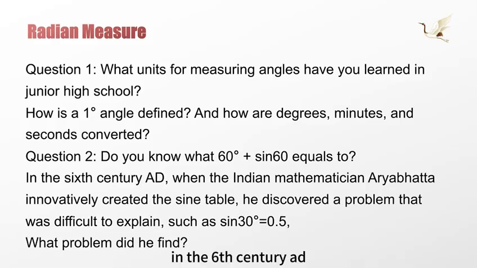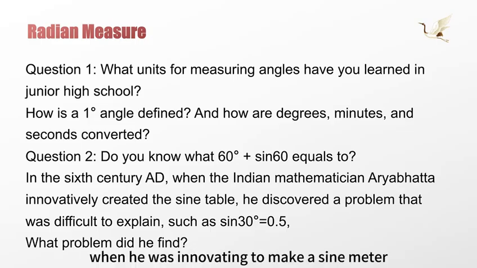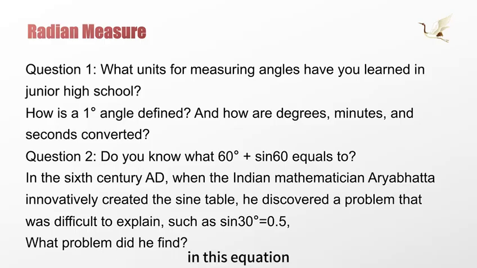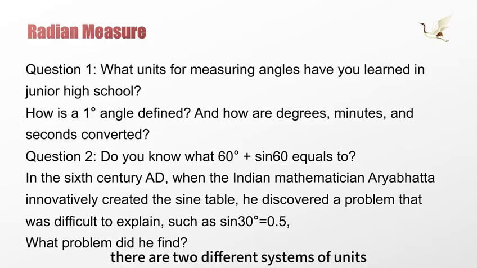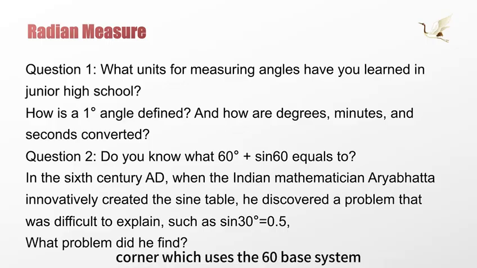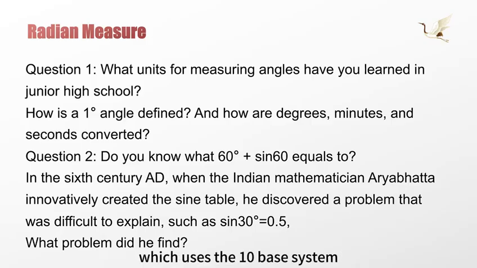In the 6th century AD, Indian mathematician Aryabhata found a problem hard to explain when he was innovating to make a sine table. For example, sine 30 degrees is equal to 0.5. Do you know what problem he found? In this equation, there are two different systems of units. The left side of the equation involves the angle, which uses the base 60 system. The right side of the equation is a real number which uses the base 10 system.